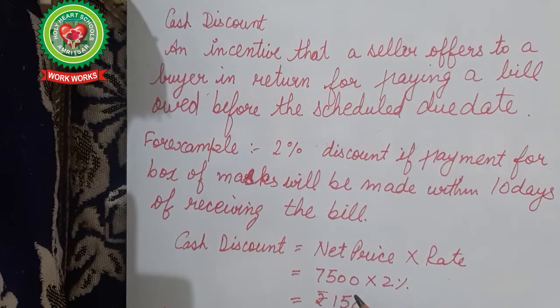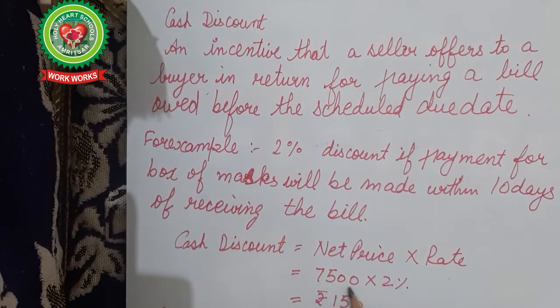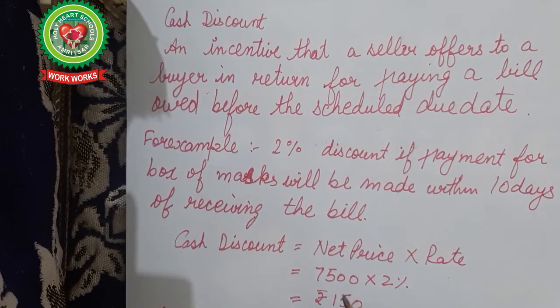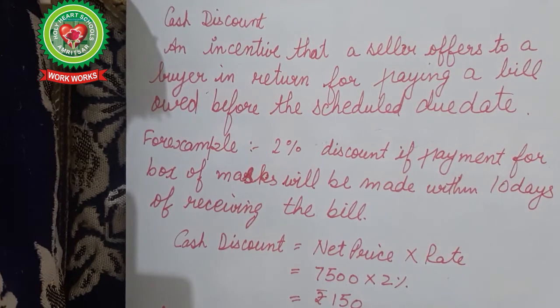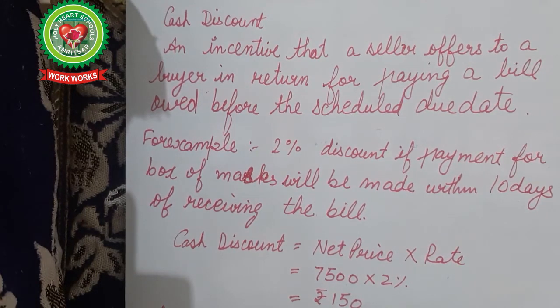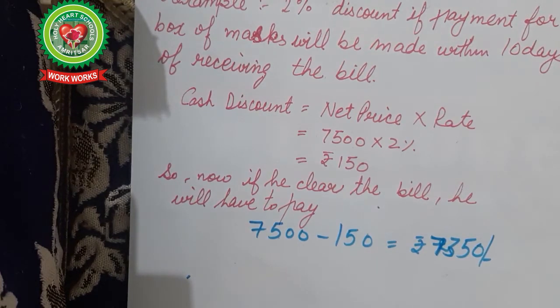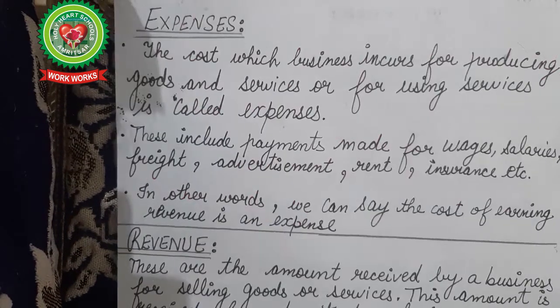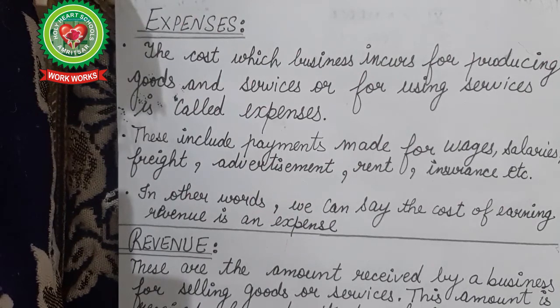This is the point you have to use in every accounting numerical, that the rate of cash discount is applied on net price, not on list price. So here it is 150. Now if I clear the bill, I have to pay 7,350. It means I will get a total discount of 5,000 and 150, total discount of 5,150 out of the amount of 12,500.